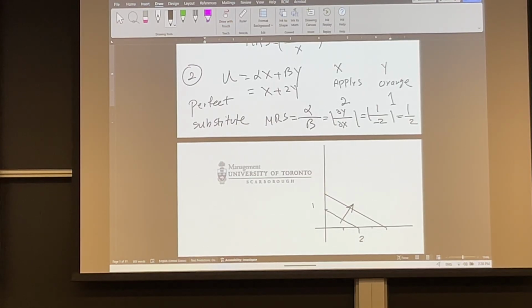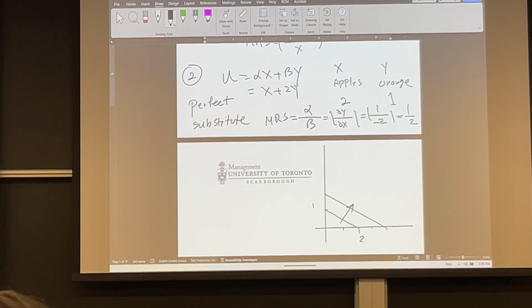Technically this violates diminishing marginal satisfaction. The satisfaction rate is the same. The trade-off is always the same. Okay? As I said, diminishing marginal satisfaction is typical, not required. It's not the assumption we have there. There are extreme cases. Right?